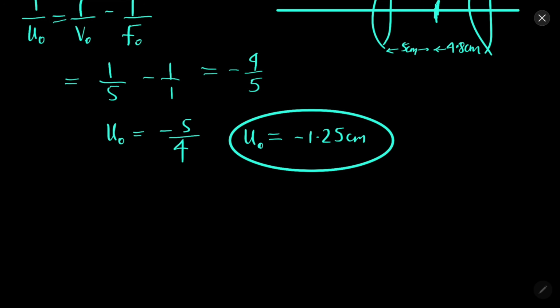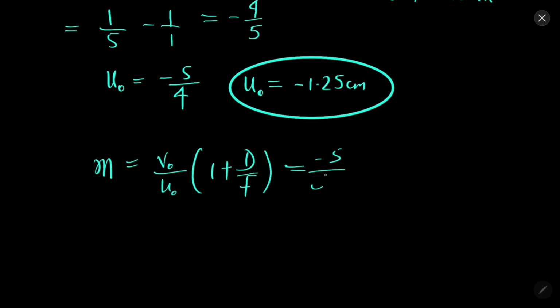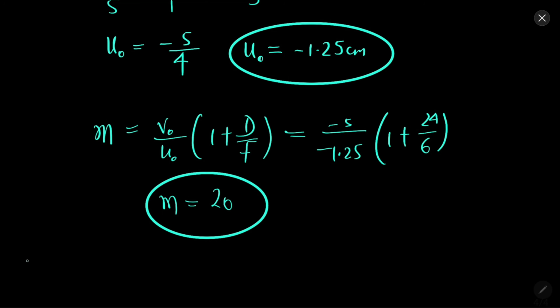Now let's move on to the magnification. The magnification is given by VO over UO times 1 plus D over F. So minus 5 over minus 1.25, times 1 plus 24 over 6, which will give us magnification equal to 20. So this is the final magnification.